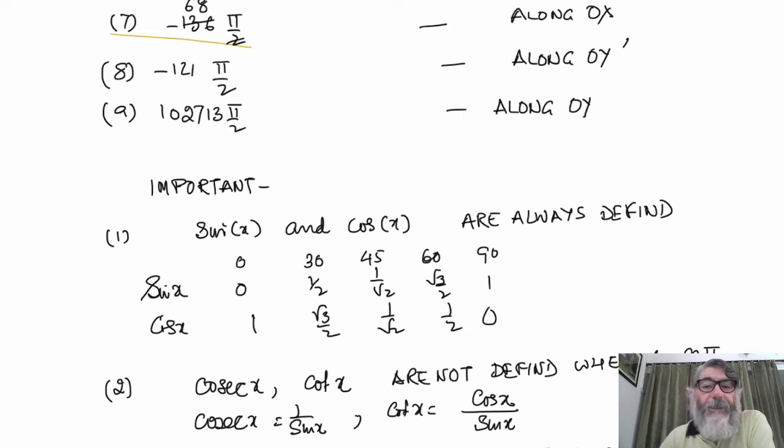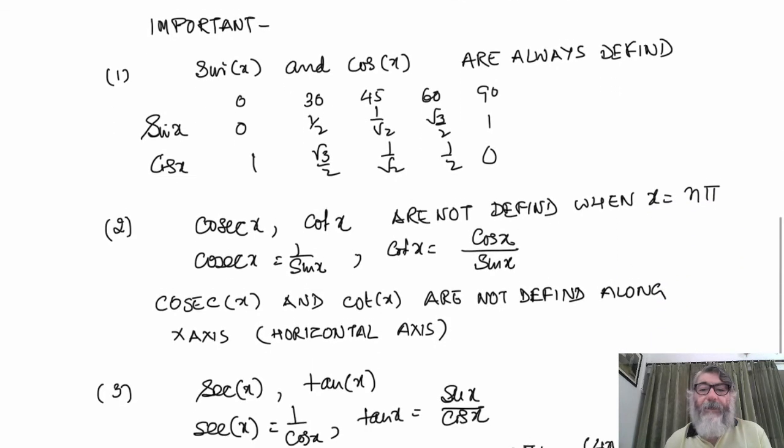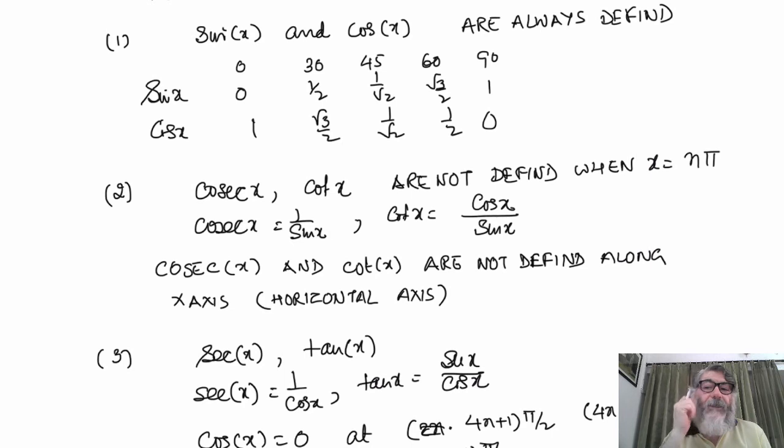But cosec x and cot x will not be defined where sin x is 0, because cosec x is 1 upon sin x and cot x is cos x upon sin x, and along the x-axis, the horizontal line, sin is 0. So along the horizontal line, cosec x and cot x are not defined. Similarly, sec x and tan x are not defined along the vertical line, the y-axis. These are very important points, and we must remember them.